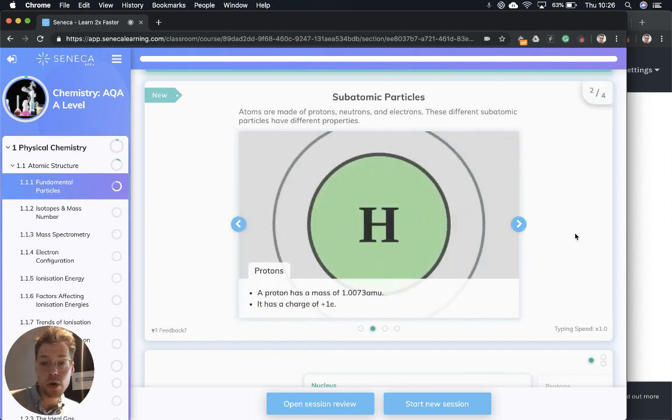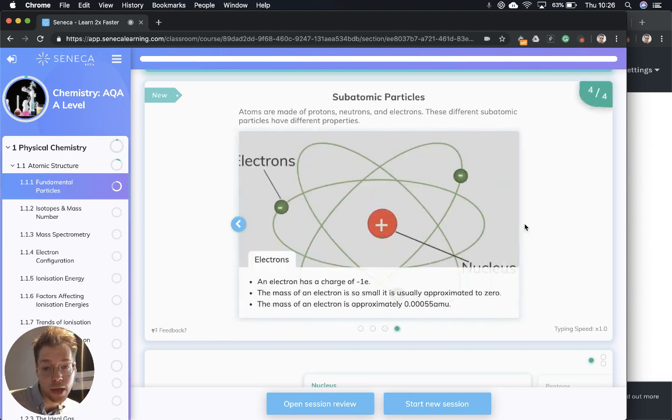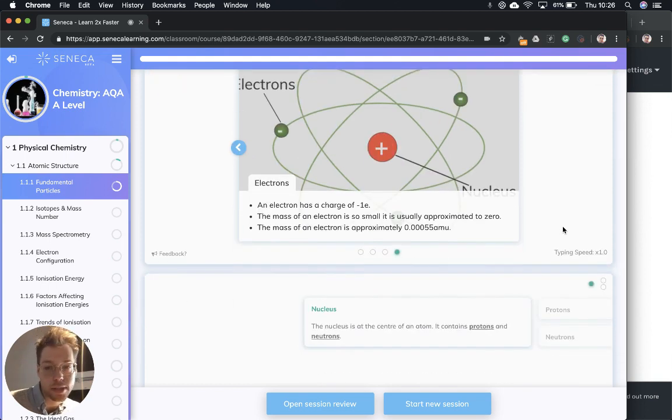Okay, so protons. Protons have a mass of 1 AMU and a charge of +1. Okay, neutrons, they've got a mass of 1, no electric charge, neutron, neutral. And it is very slightly heavier than a proton, but it's such a minimal difference we say that both are equal to 1 AMU. Okay, now we're talking about cute little electrons. They have a charge of -1 and they are tiny. Okay, so it's like 0.00055 AMU. So we say it's approximately 0.